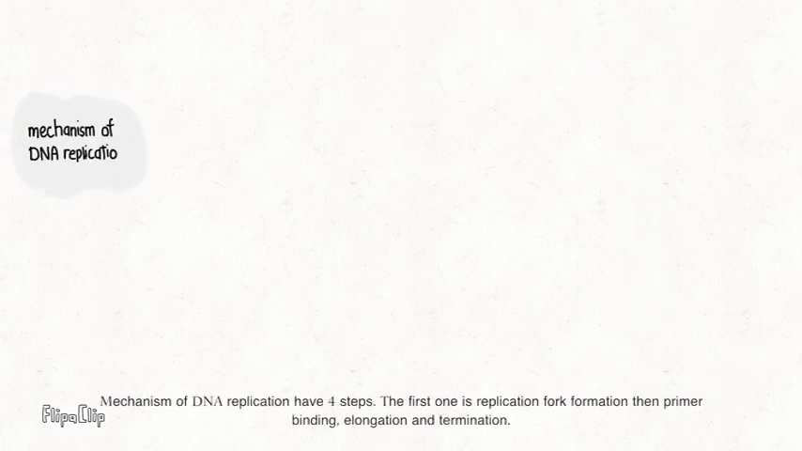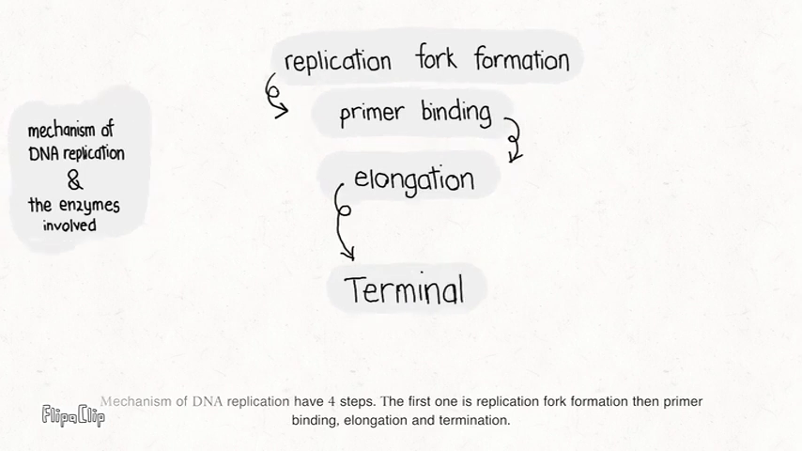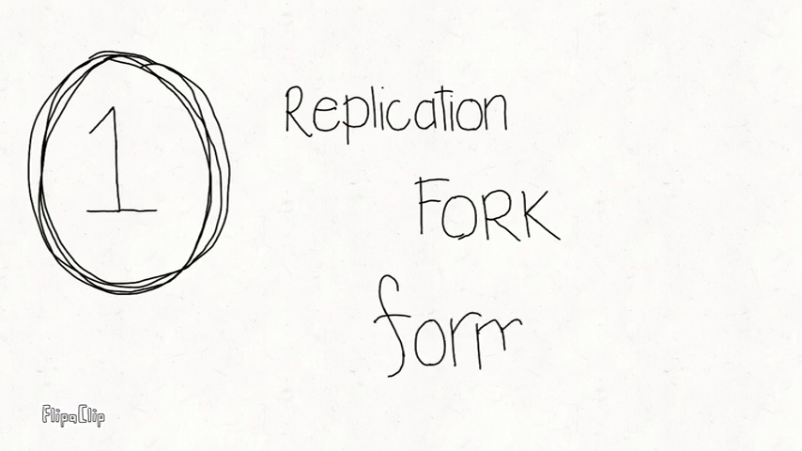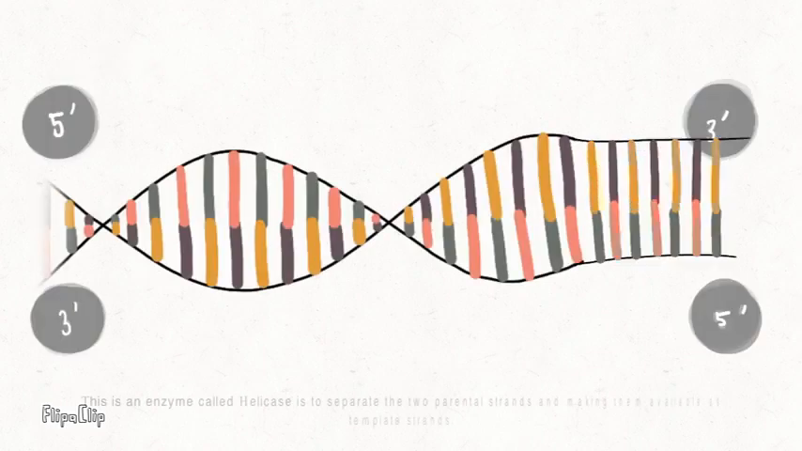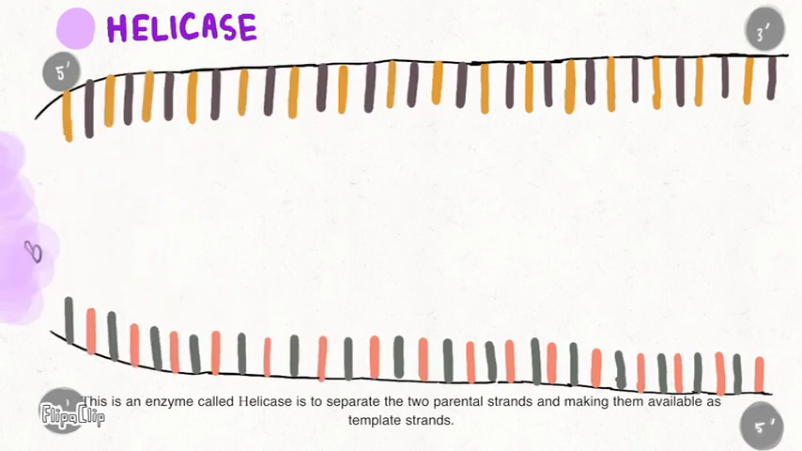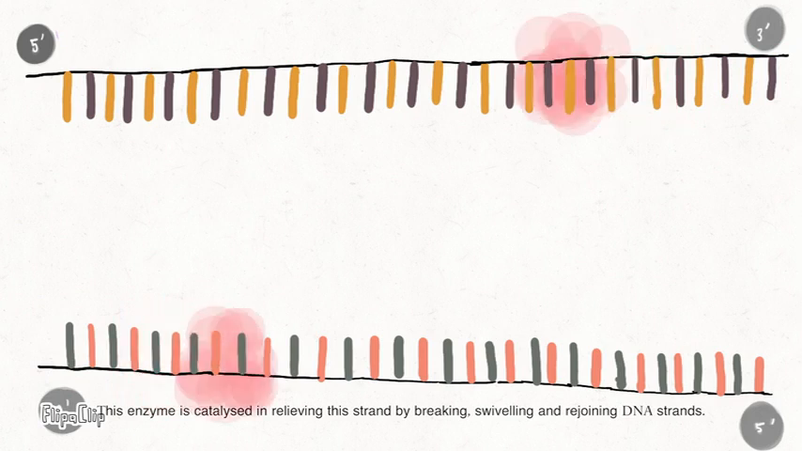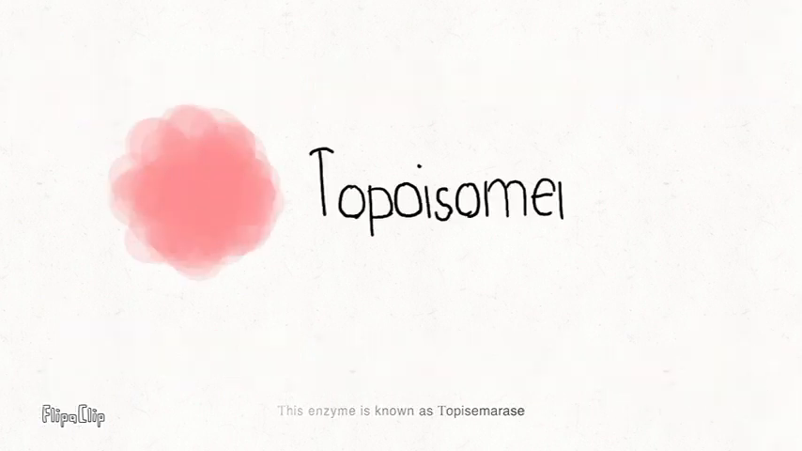The mechanism of DNA replication has 4 steps. The first one is replication fork formation, then primer binding, elongation, and termination. An enzyme called helicase separates the two strands, making them available as template strands. This enzyme catalyzes relieving the strain by breaking, swiveling, and rejoining DNA strands. This enzyme is known as topoisomerase.